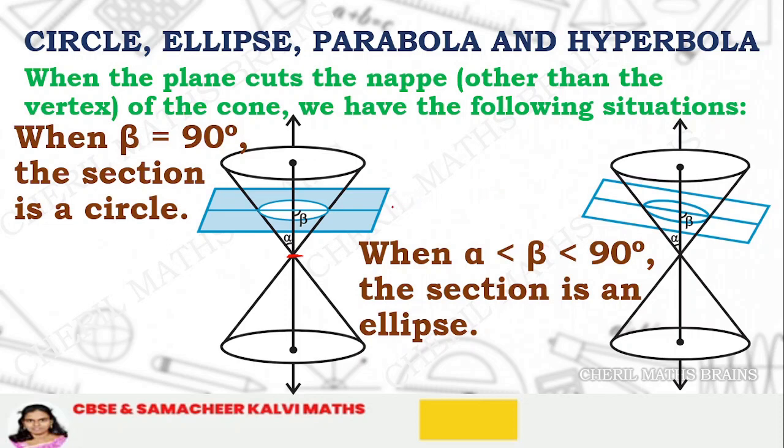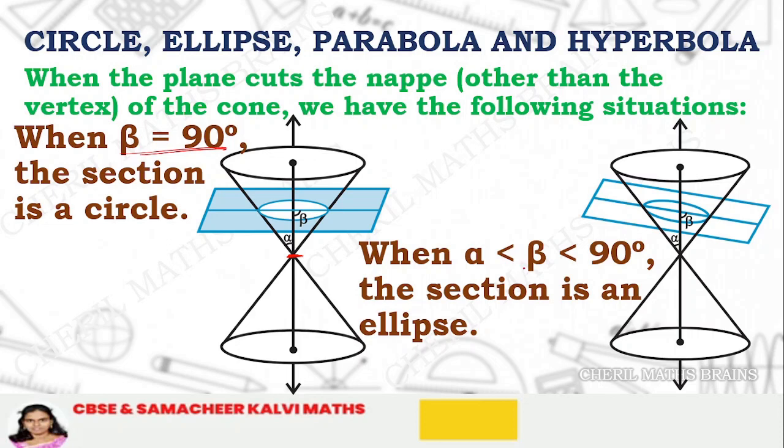The first one: alpha is the angle between the axis and the generator, through which we moved the generator to get the cone. Beta is the angle at which we intersect the plane with the cone. When this beta is 90 degrees, we will get a circle. You can see here we are getting a circle.